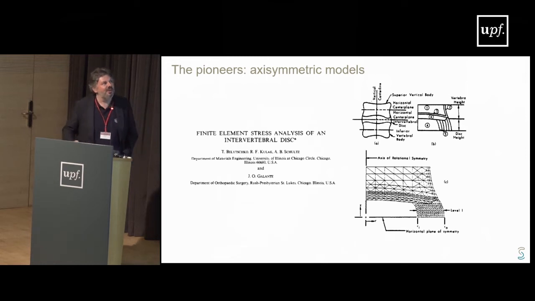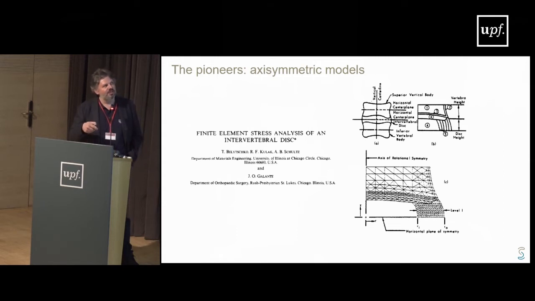Then we have the axisymmetric models, also staying in the old days. Basically, we exploit the fact that vertebrae and discs are somehow cylindrical. They are axisymmetric, so they have symmetry around the axis. So if we make this 2D model and we imply that the model is symmetric around the axis, we can somehow approximate the 3D behavior of the vertebra and the disc without having a full three-dimensional model like the one that we use today.